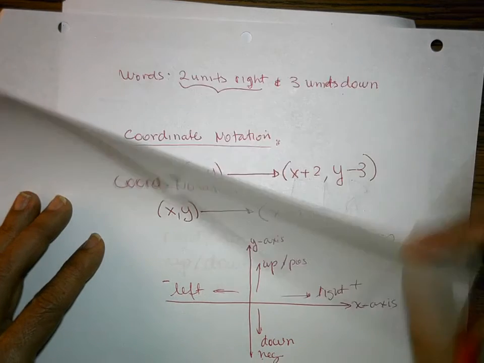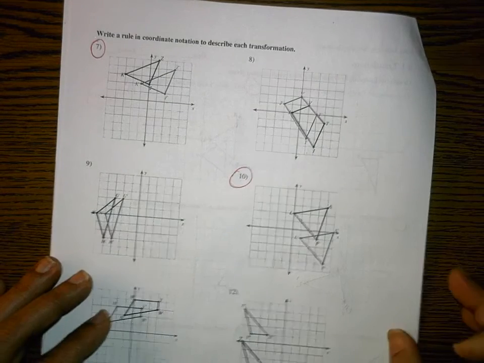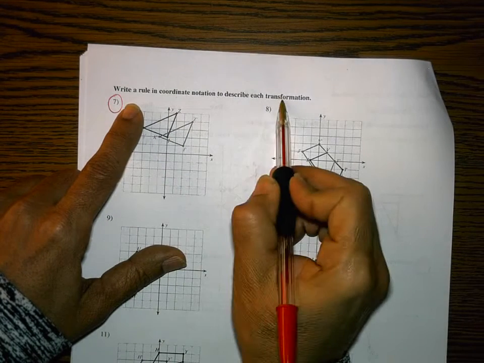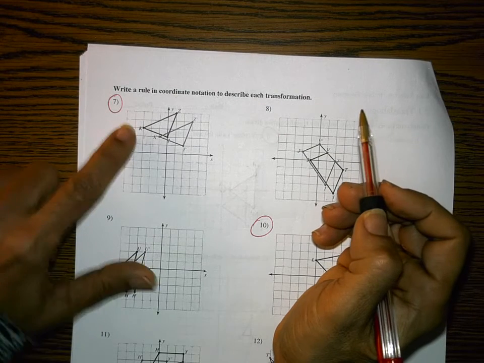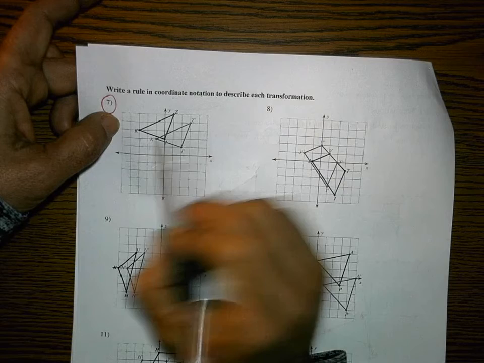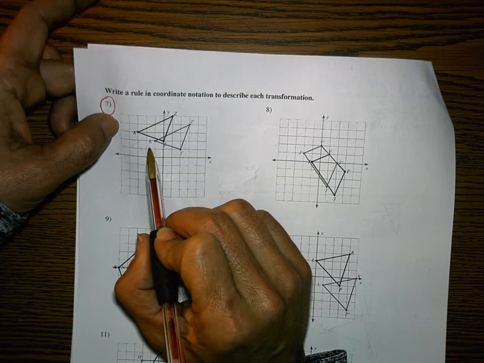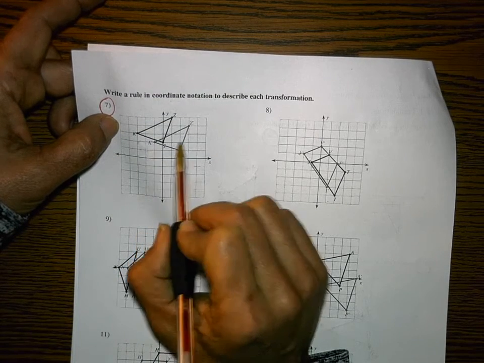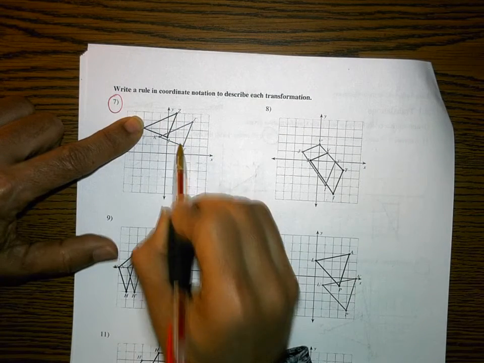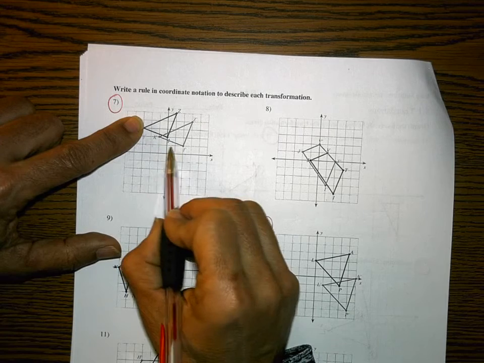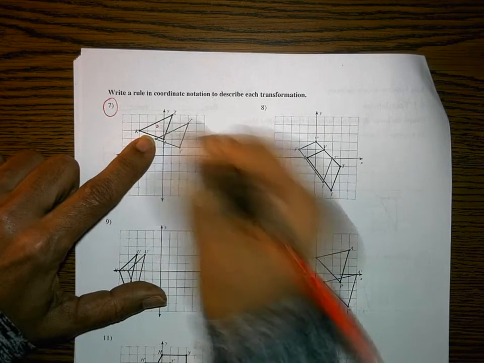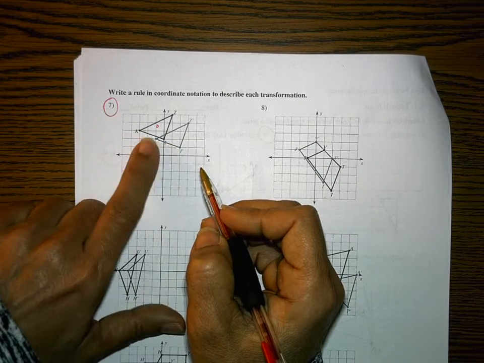Now let's go back to our homework. It says, write a rule in coordinate notation to describe each transformation. Okay? The darker one is the original, and then the lighter one is your prime. The prime notation is really hard to see, but it is this one. So this one here is my original, and this one is my transformation.